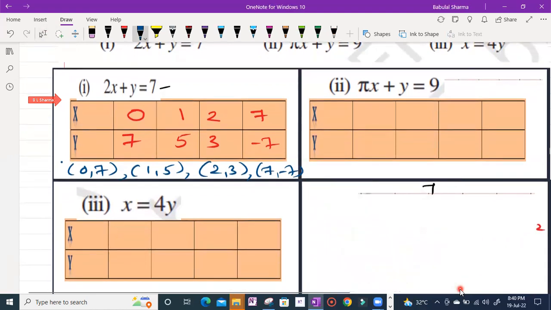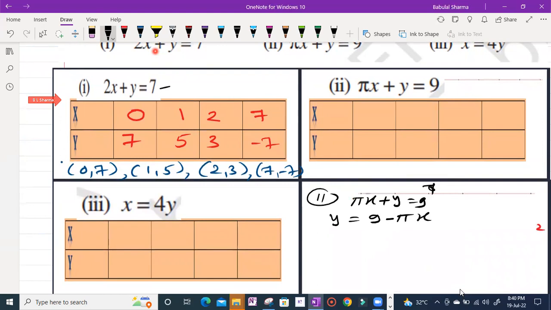See, your second part is pi x plus y is equal to 9. We can write y is equal to 9 minus pi x. y को लेफ्ट हैंड साइड रखा और 9 minus pi x को राइट हैंड साइड लिखा। Let now suppose let x is equal to 1. So right here x is equal to 1. What will be y? y is equal to 9 minus pi into x.